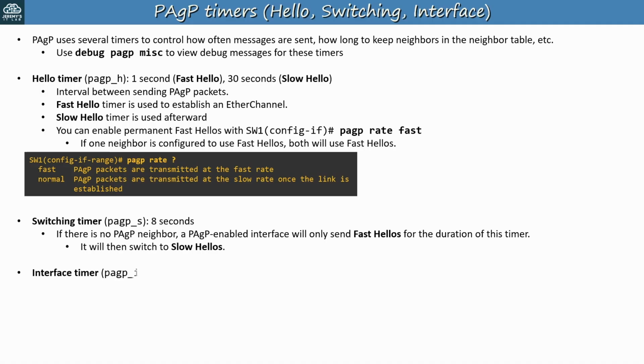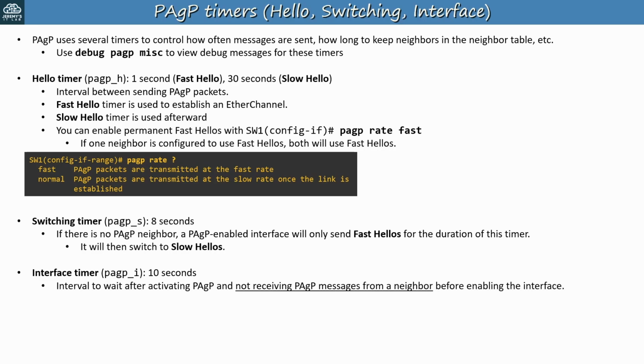But first, let's cover one more, the interface timer, called PAgP-I in debug output. It's set to 10 seconds. This timer is the interval to wait after activating PAgP and not receiving PAgP messages from a neighbor before giving up on PAgP and enabling the interface.